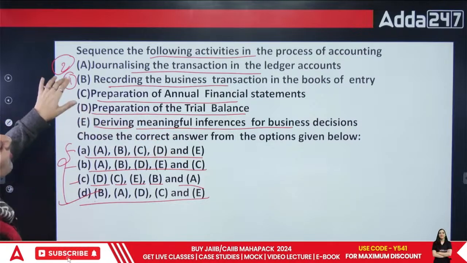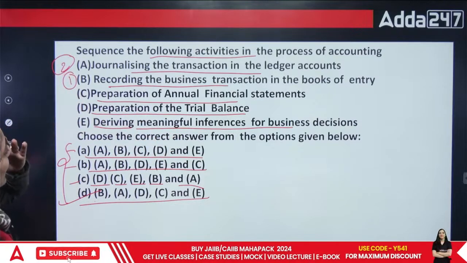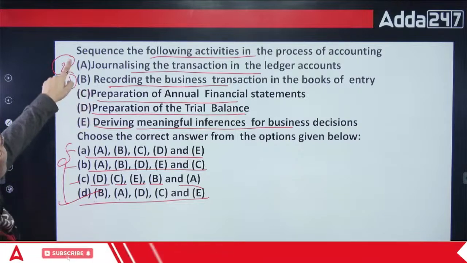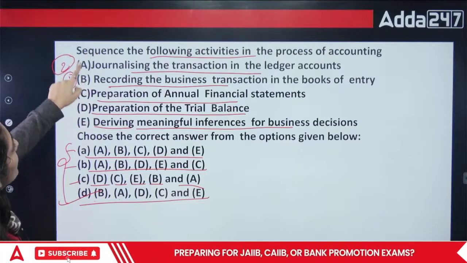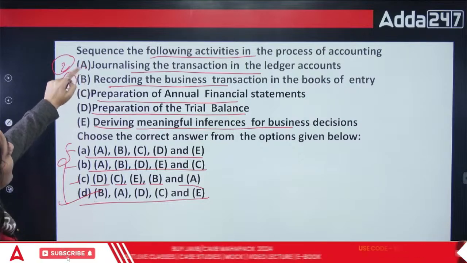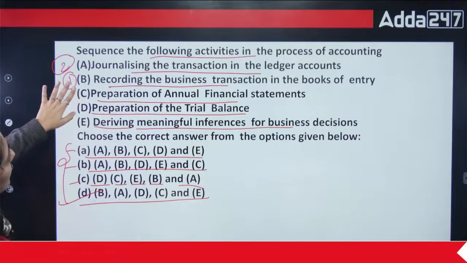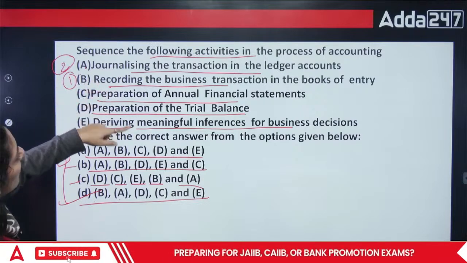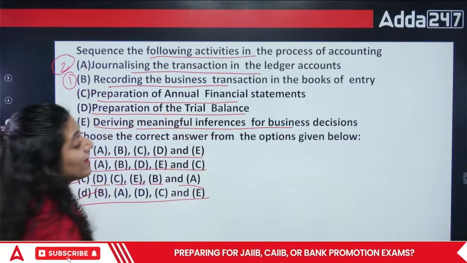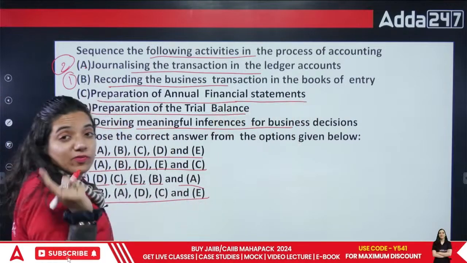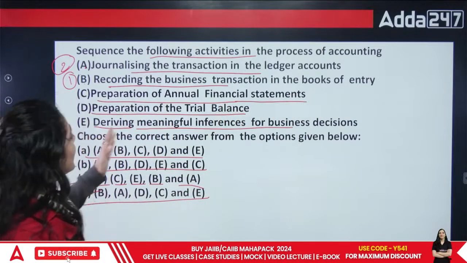First of all, you record in journal, then you prepare the trial balance. They have given the ledger. This is journal, this is ledger. Then after ledger, you have the area of annual financial statements. You prepare your balance sheets, and then after the preparation of your balance sheet, what will you do? You will derive the meaningful inferences.